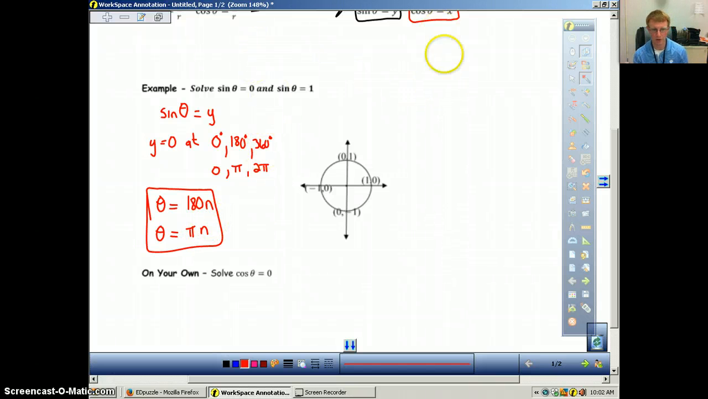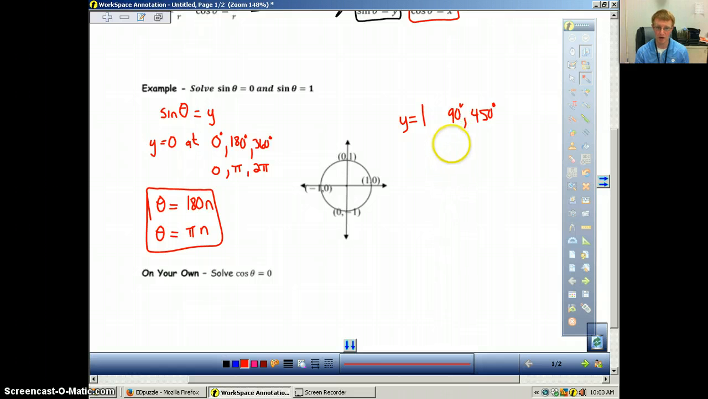Okay, so let's talk about sine of theta equaling 1. Again, it equals y, so we want to know, when is y equal to 1? Well, y is equal to 1 at 90 degrees. Is it equal to 1 at any other place? No, it's not. It's only equal at 90 degrees. Now, we could also say that when we go around a full circle, it's also going to be equal to 1 at 450 degrees.